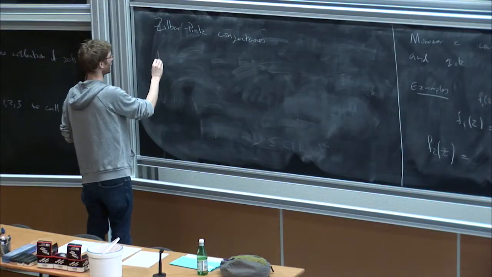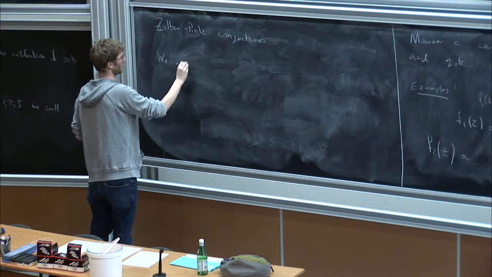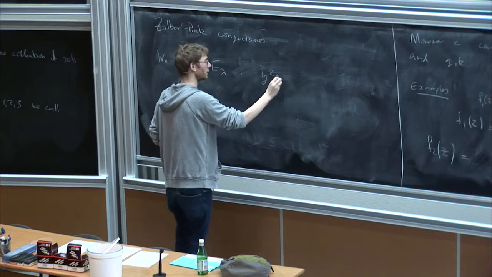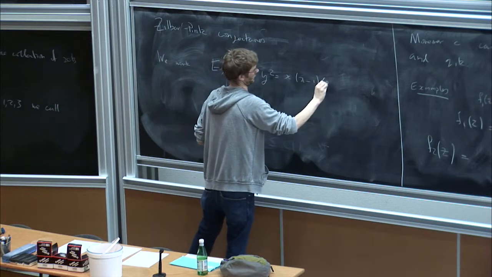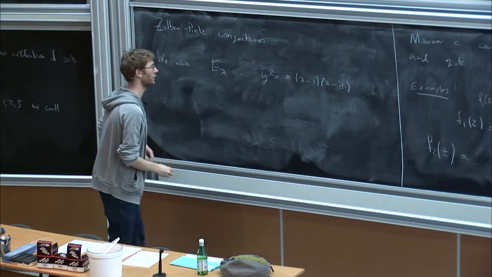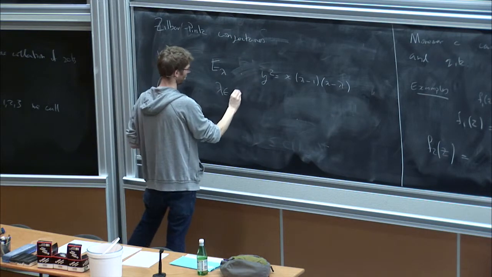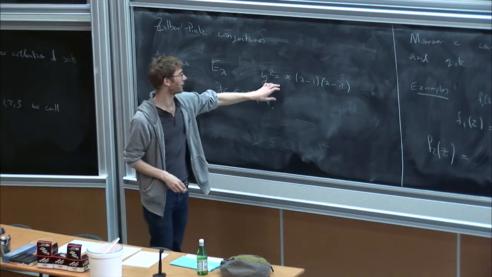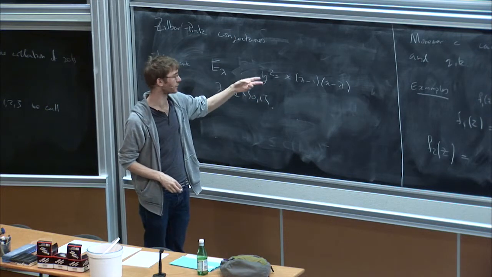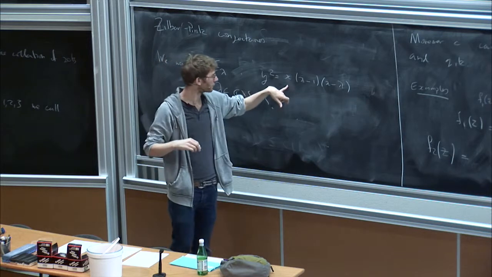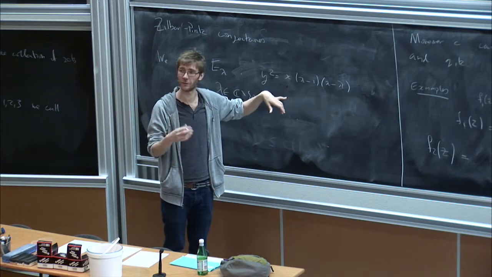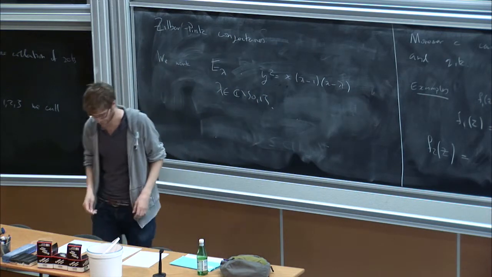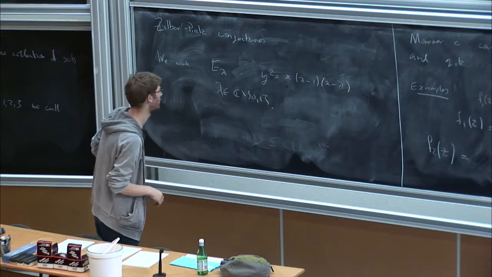We'll work with this family E lambda of elliptic curves. So it's the Legendre family. Lambda is a complex number, different from 0 or 1. So I have an elliptic curve, and I say that its two torsion points are the origin 0, the point with x coordinate 0, point with x coordinate 1, point with x coordinate lambda.